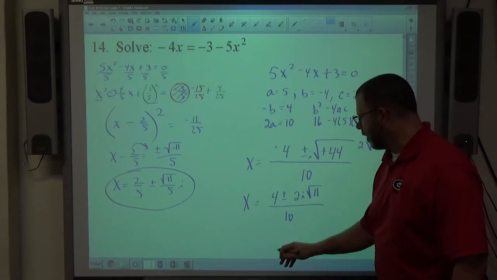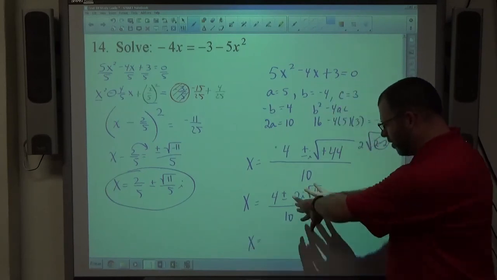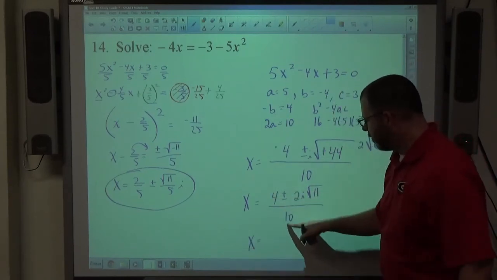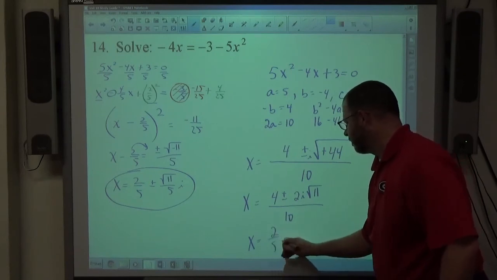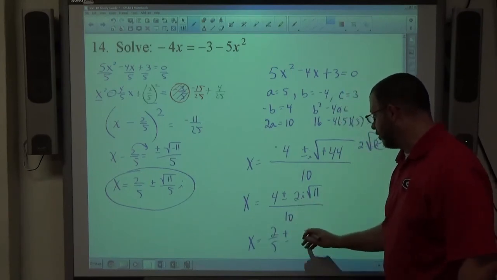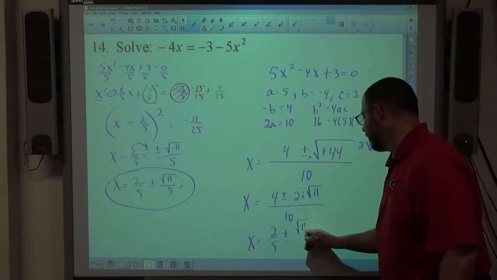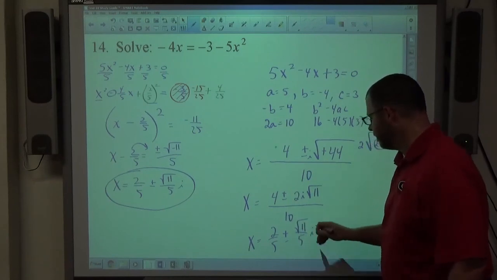4, 2, and 10 are all even, so you divide everything by 2. And again, I'm going to split because I got an imaginary. So 4/10 reduces to 2/5. And 2/10 reduces to 1/5, so 2/5 plus or minus the square root of 11/5 i.